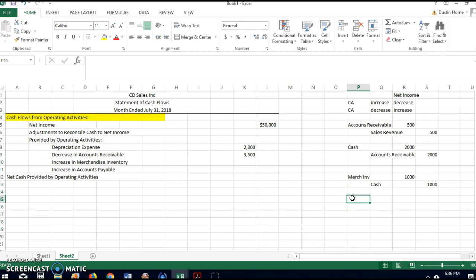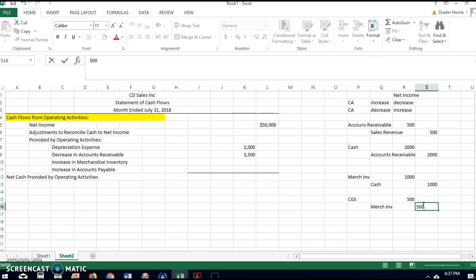So when we get ready to sell the inventory, when we purchase merchandise inventory, we record it as merchandise inventory and cash. And then when we get ready to take the inventory off, what we're going to do is debit cost of goods sold and credit merchandise inventory for the amount. So let's say $500, for example.